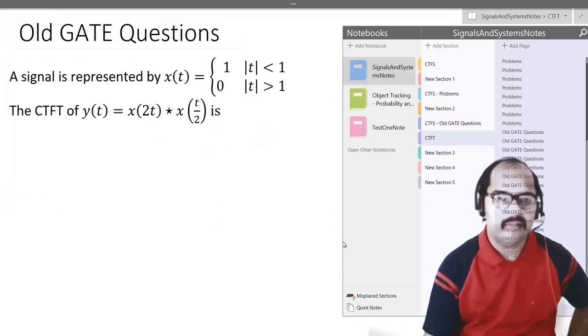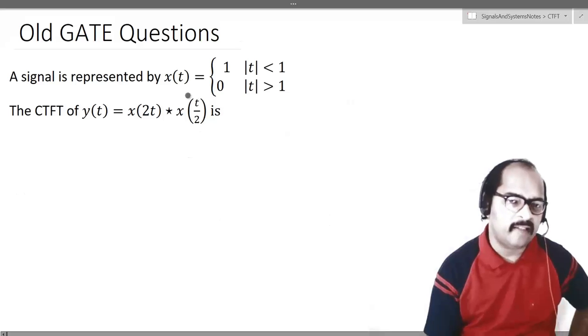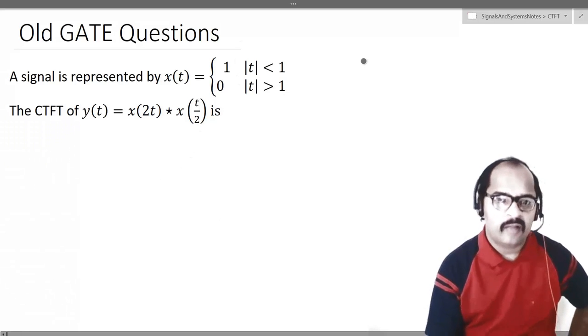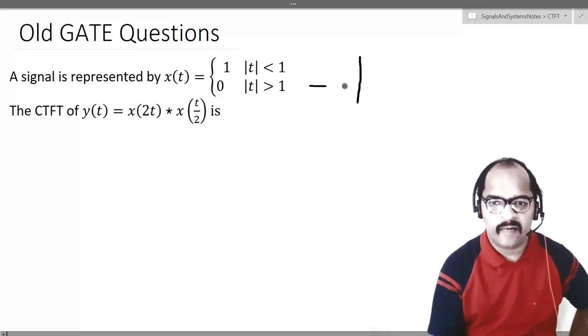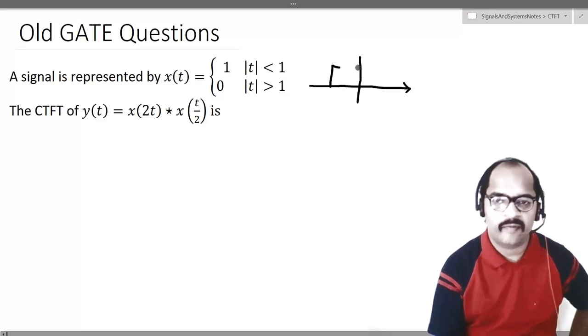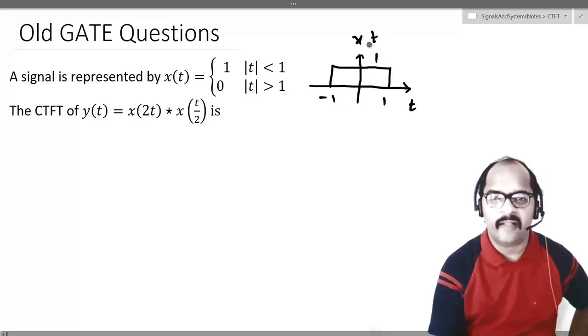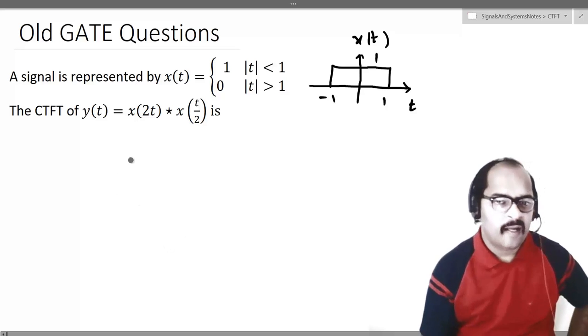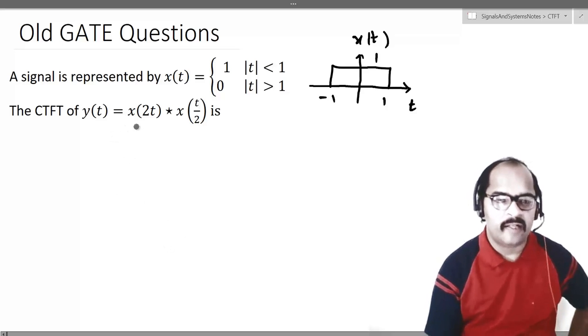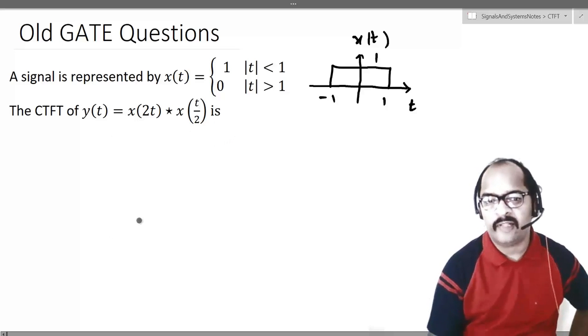Next one is this. A signal is represented by x of t equal to this, which is nothing but our rectangular function, from -1 to +1 with amplitude 1. So this is our x of t. We have to find the Fourier transform of which signal? x of 2t convolved with x of t by 2.